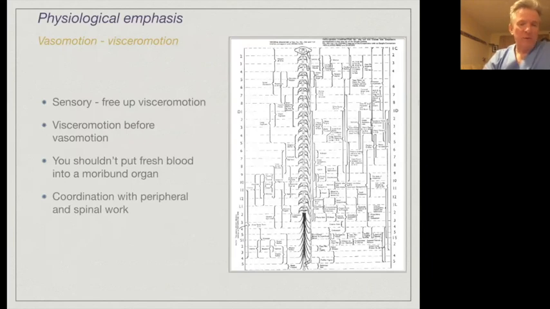And then we need to coordinate with peripheral and spinal work. It's all very well working within the fields of the sensory nervous system around the spine, but we need to coordinate that with the sympathetics in relation to the rib heads, and the way the thoracic spine is under pressure. We talked about the curve relations.